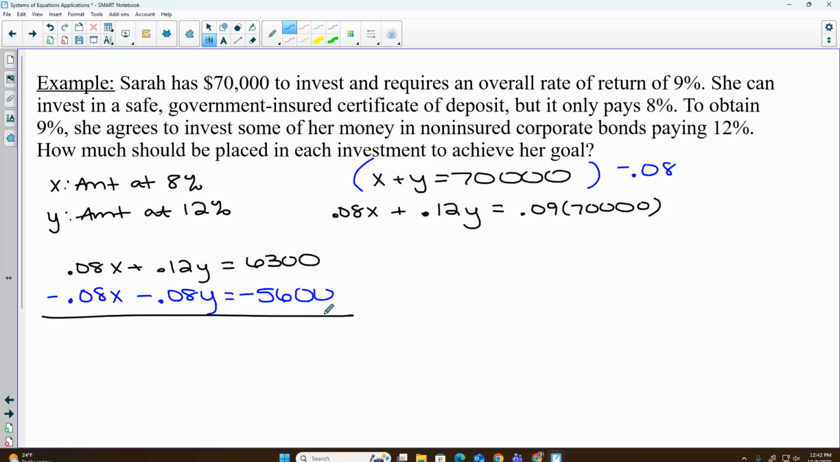So the hard part is writing the two equations. After that, it's like stuff we were doing before. Is everybody with me there? So when I add those together, the x's drop. So 0.04y equals 700. $17,500. I think, double check my math.